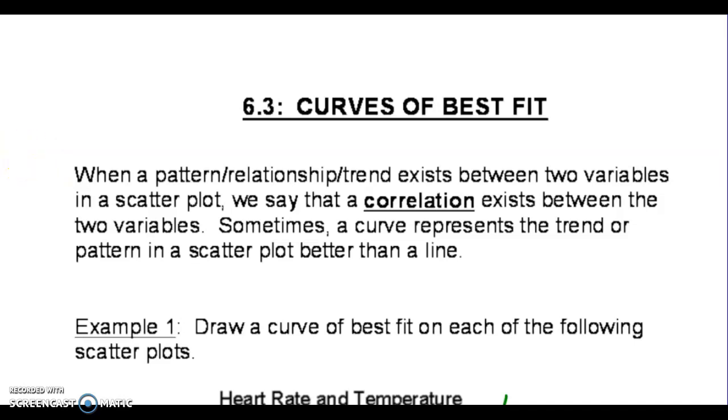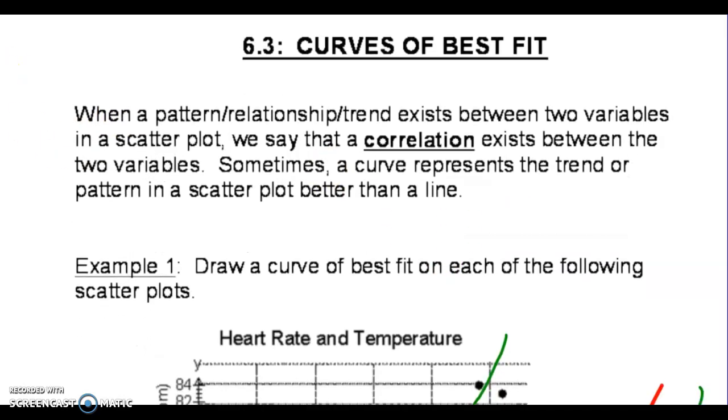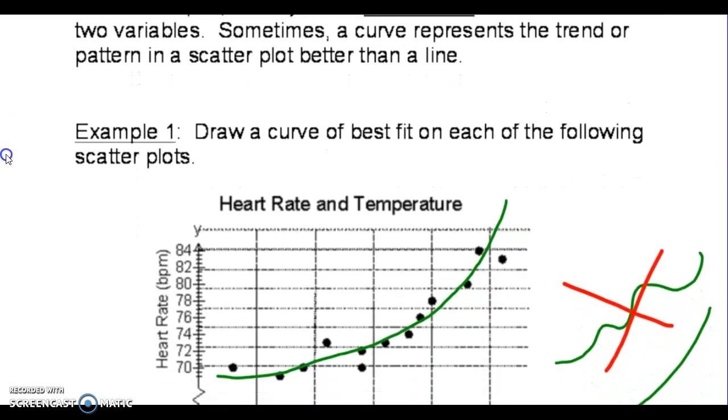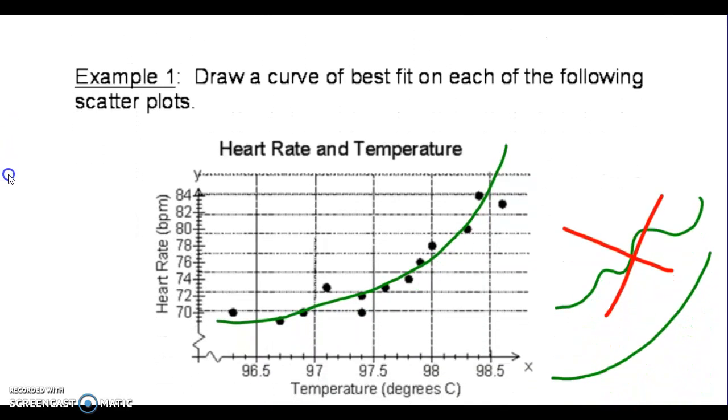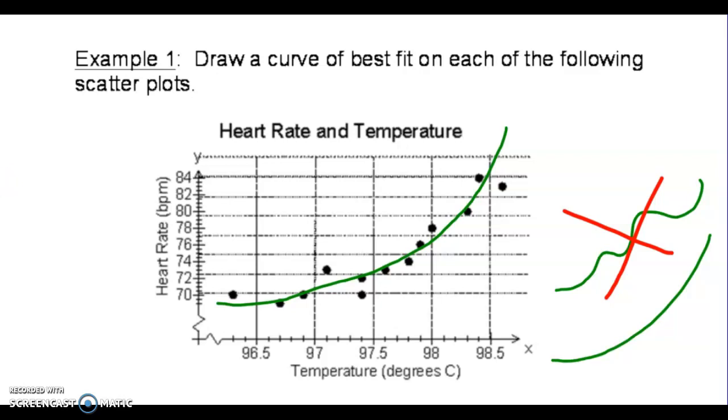It's a short chapter. So looking at scatter plots, continuing with scatter plots, we know that when a pattern or relationship or trend exists between our two variables, we say that a correlation, remember that word, exists between the variables. Sometimes you'll notice that the points form more of a curve than a straight line, and that's okay. I'm going to show you some examples here where we can see that a curve would better represent the data or the points in the scatter plot than a line.